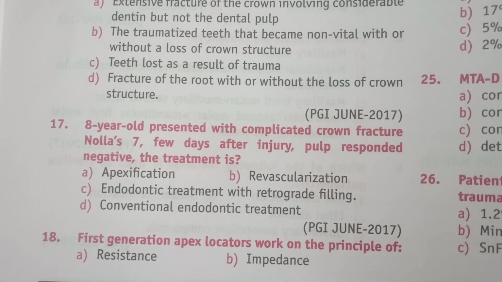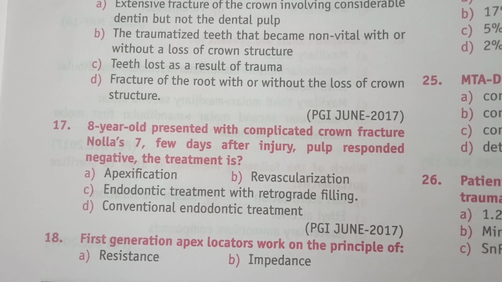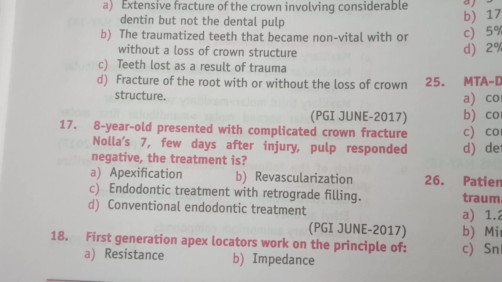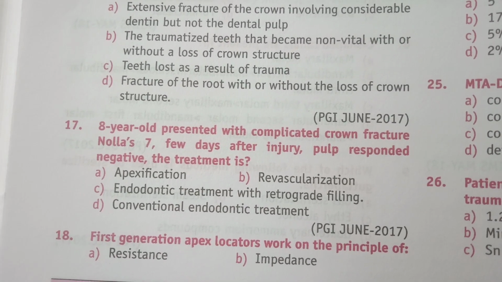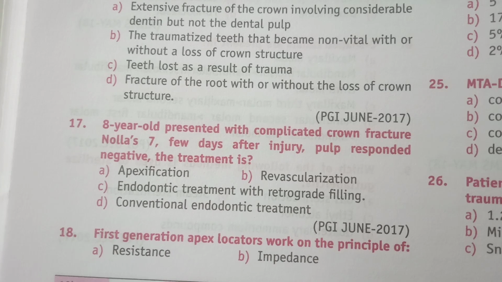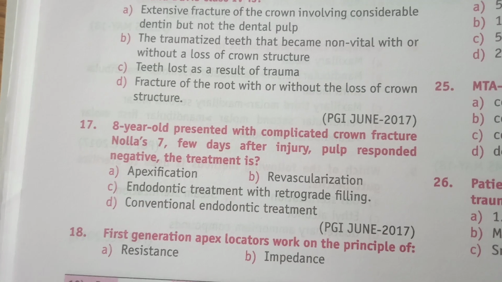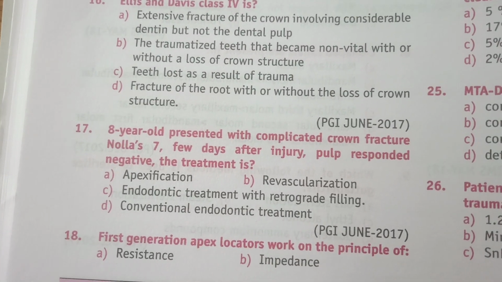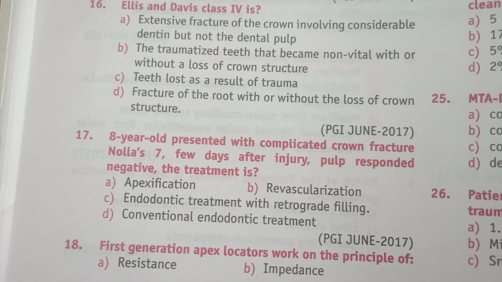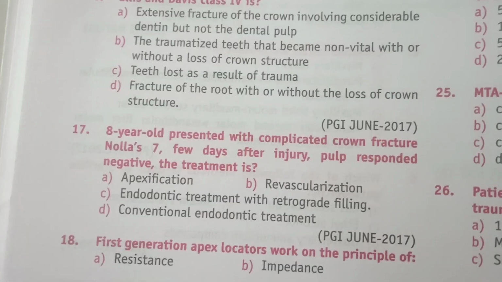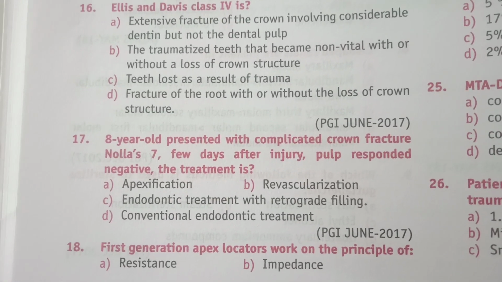Now 17. An 8-year-old presented with a complicated crown fracture, tooth 7. A few days after injury, pulp responded negative. The patient is 8 years old, so there is no root completion and also the pulp response is negative. So we have to do apexification. But for 17, the answer given is revascularization. Okay, I'll go for B, revascularization, because it's the most recommended.